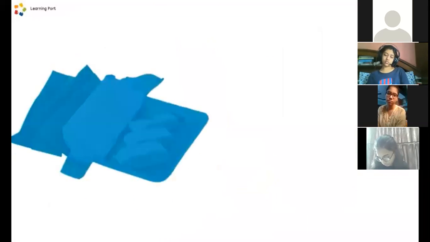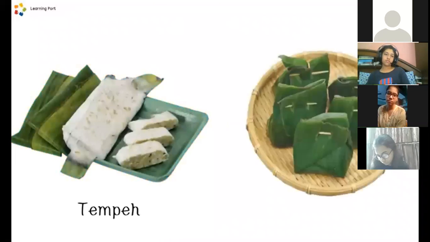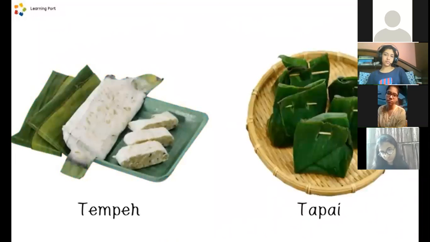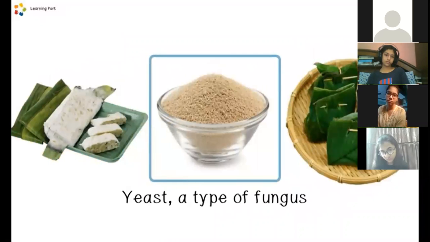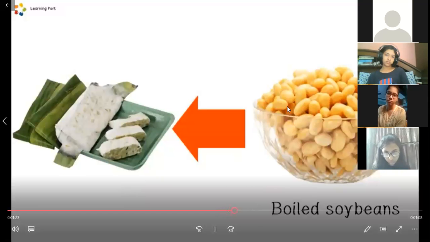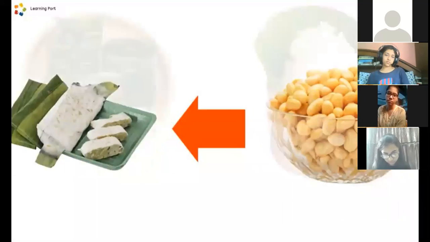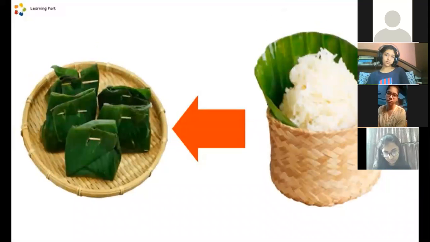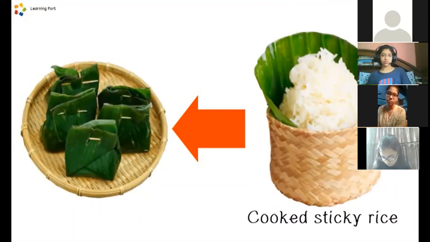Malaysian local foods such as tempeh and tapai are made using a type of fungus commonly known as yeast. Tempeh is a rich source of vegetable protein as it is made from boiled soybeans. Tapai is made by fermenting cooked sticky rice with yeast.